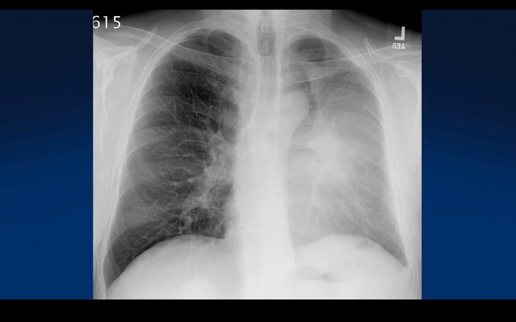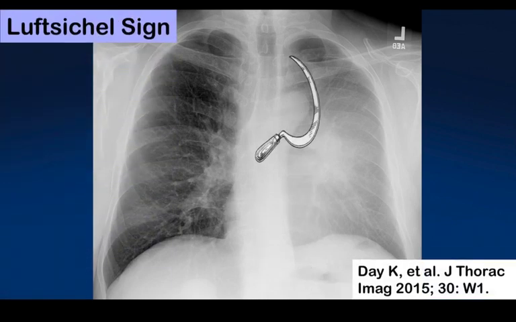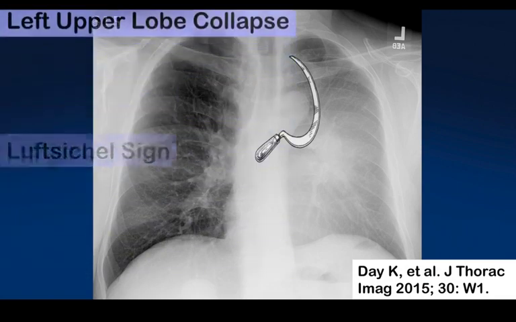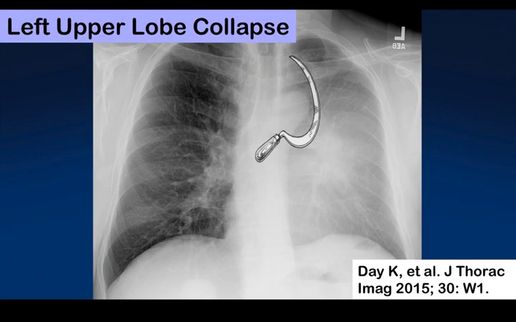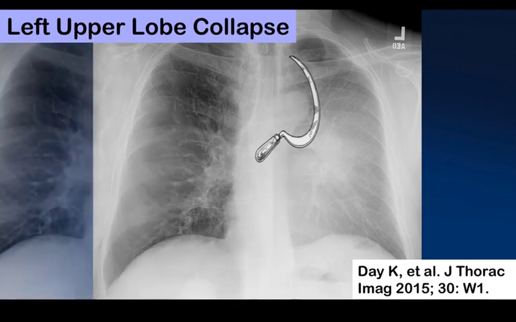Patient with a hazy opacity overlying the left hemithorax, apparent enlargement of the left hilum, some volume loss, but of course we quickly identify this characteristic lucency along the aortic arch looking very much like a sickle. This is the Luftsichel sign, or air sickle in German, which is most often associated and seen in the setting of left upper lobe collapse or left upper lobe atelectasis due to an endobronchial mass.